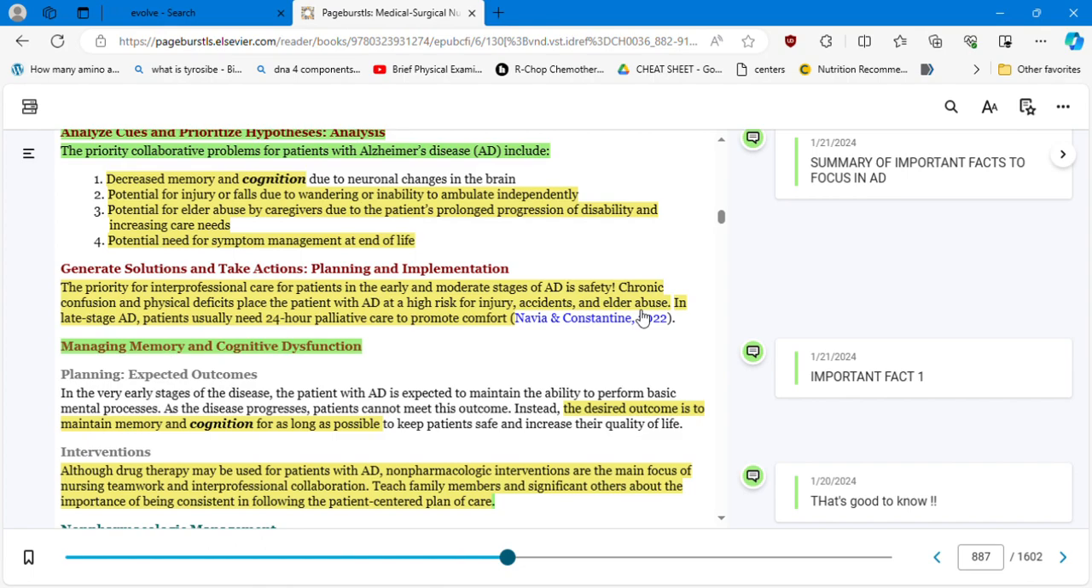So there are 4 important facts that we need to consider for nursing care for Alzheimer disease patients. One is decreased memory and cognition. Number 2, potential for injury or falls due to the wandering or inability to ambulate independently. Number 3, potential for elder abuse by caregivers. And number 4, potential need for symptoms management at end of life.